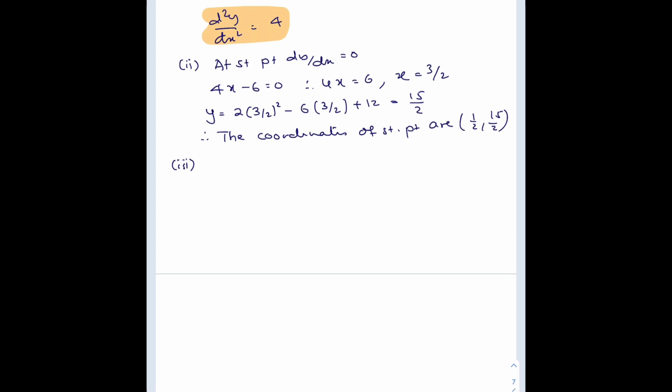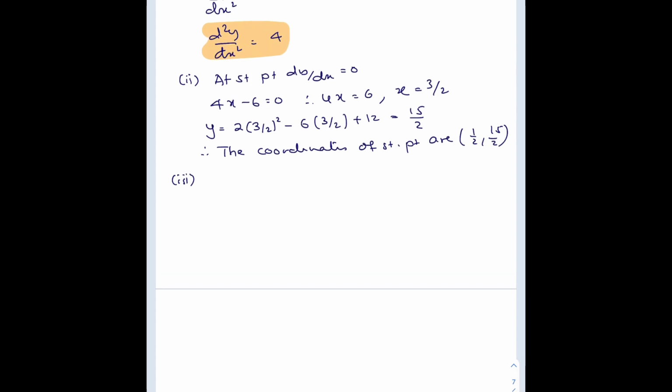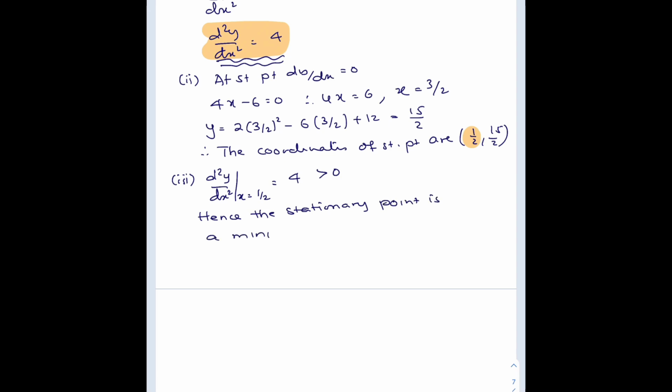Find the nature of the stationary point. Okay, for the nature of the stationary point, I substitute the value of x for the stationary point into d squared y over dx squared. So d squared y over dx squared at the stationary point, x is 3 over 2. So that's already 4. There is no place to substitute x. So that's 4. It's more than 0. Hence, the stationary point is a minimum point.